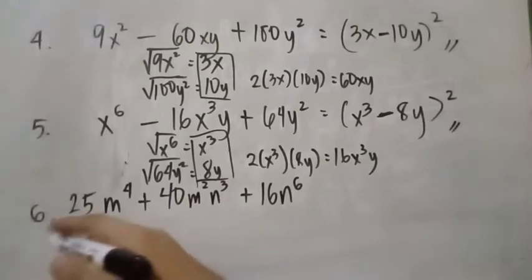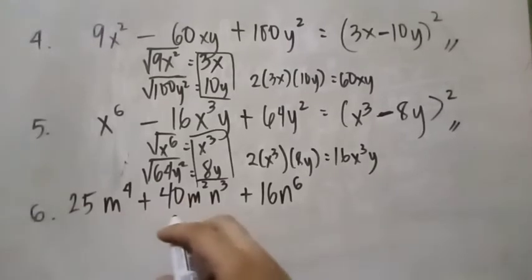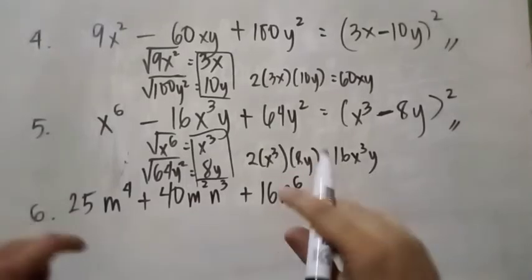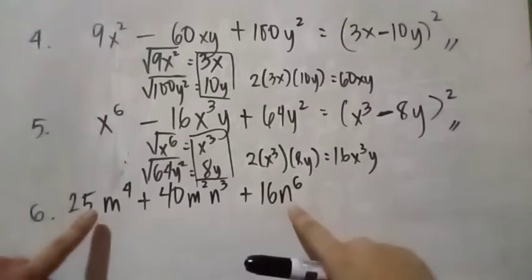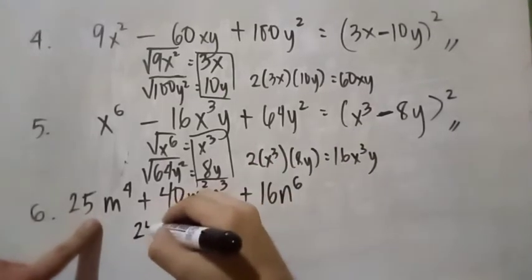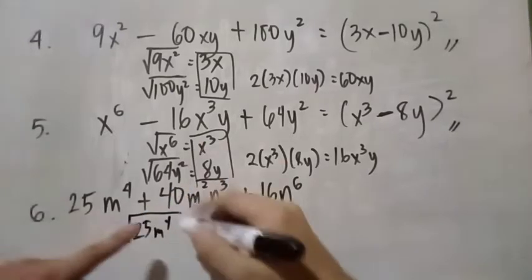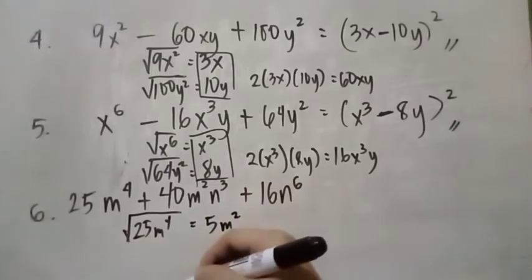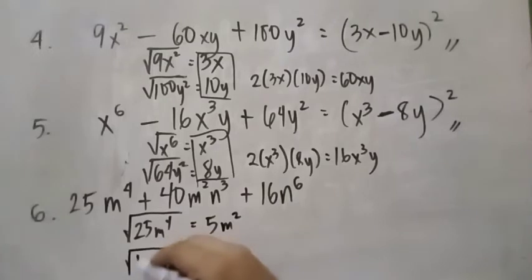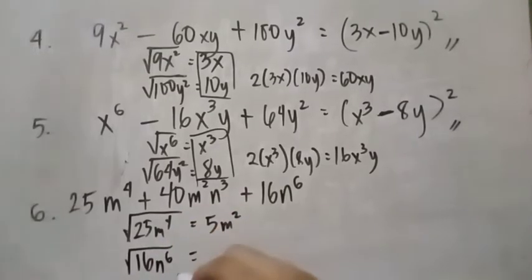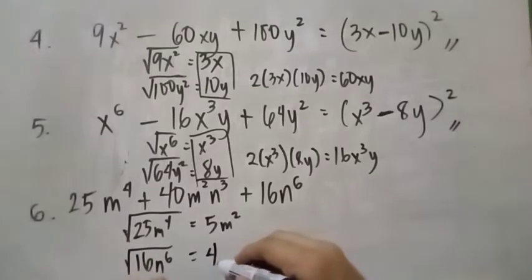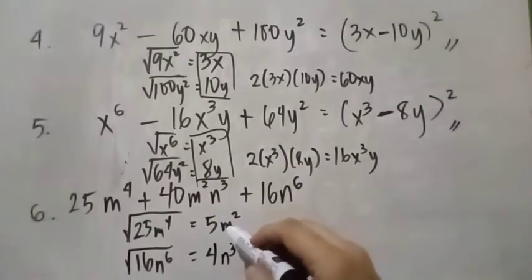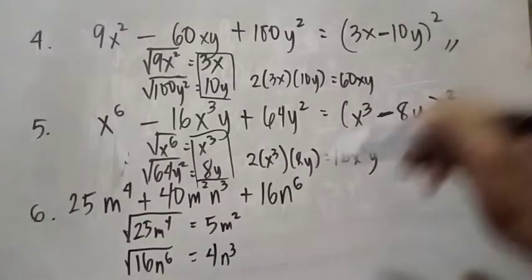Next, sa number 6 naman, 25m to the 4th plus 40m squared n cubed plus 16n to the 6th power. Once again, kunin natin square roots ng first at saka last terms. So, we have 25m to the 4th muna. So, 25, square root of 25 is 5 and square root of m to the 4th is m squared. While sa square root of 16n to the 6 naman, square root of 16 is 4 and square root of n to the 6 is n cubed. Okay? So, we have the two terms here, 5m squared at saka 4n cubed.